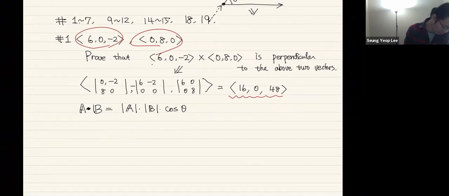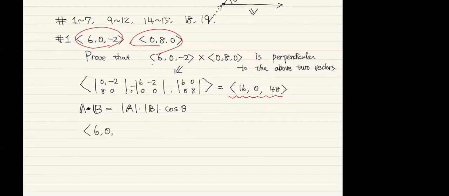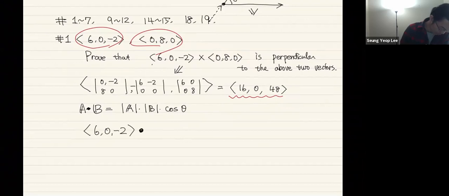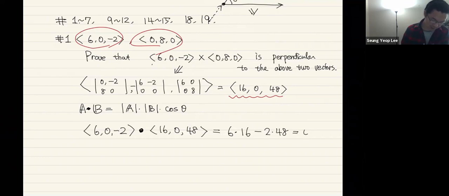So we just have to show that the dot product of (6, 0, -2) with that one vanishes. We just have to show that this is 0. That's the proof. Good. Okay, so let's calculate. That's 6 times 16 minus 2 times 48. I don't know, but it will probably be 0, so you have to calculate it. It's 96, right? 96 minus 96 is 0.